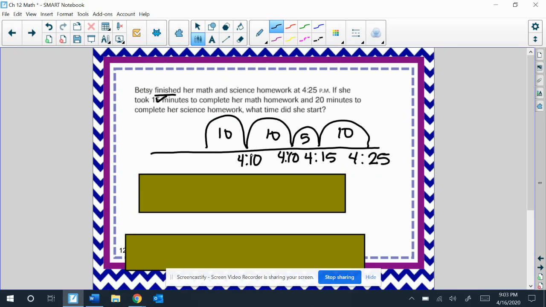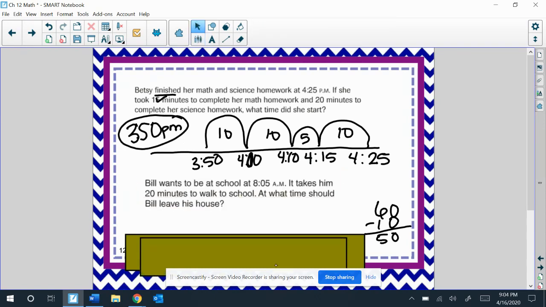Oops, sorry, that's 4 o'clock, not 4:10. Now that I'm here, I do need to touch my hour hand because there's no minutes. So I'm going to go 4 and I'm going to take 1 away to make 3 o'clock. Then I remembered that in 1 hour there is 60 minutes. So I'm going to take 60 and subtract my 10. And I get 50. She started at 3:50 p.m.